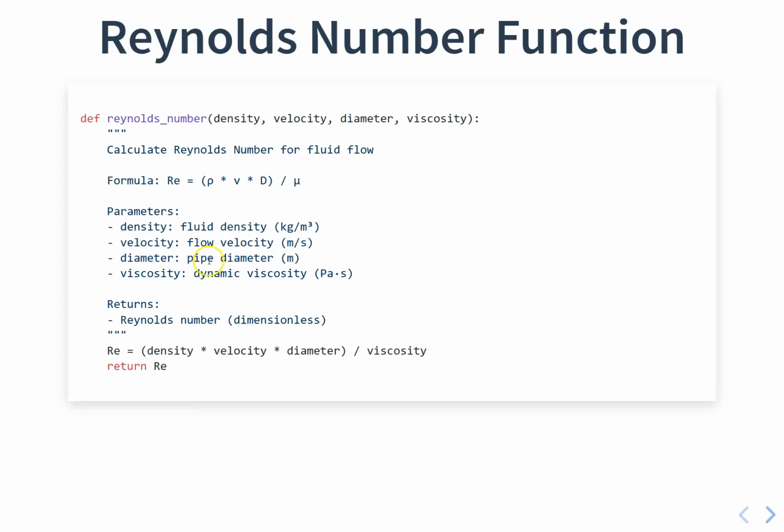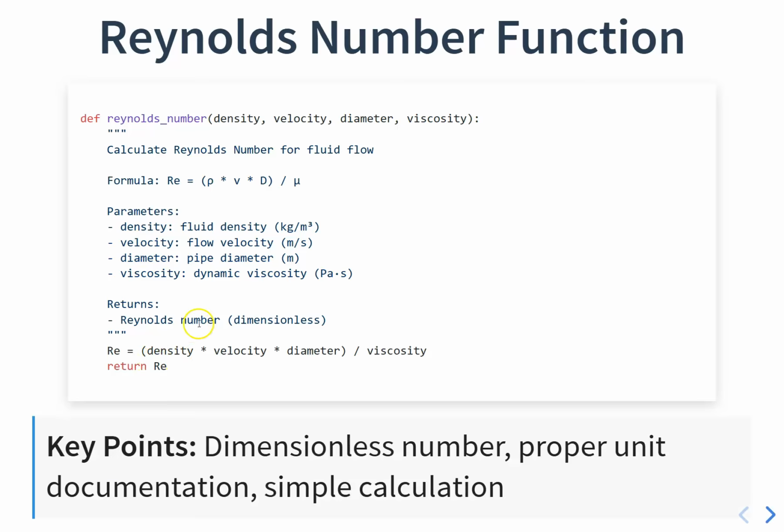The calculation itself is straightforward, just our formula implemented in Python. The function returns the Reynolds number as a dimensionless value. So here is the key point: dimensionless number, proper unit documentation and simple calculation.